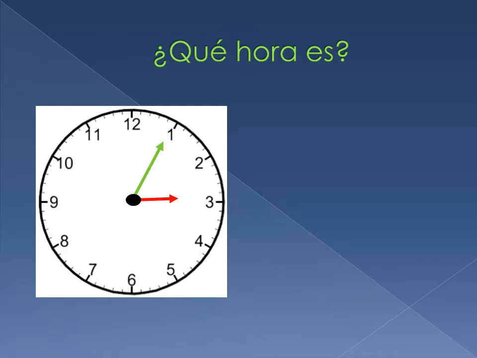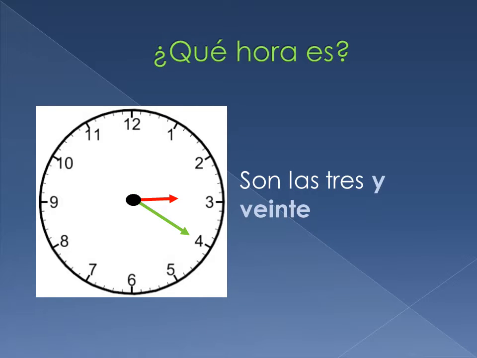Okay, and finally, the numbers in between. So how would you say 5 past 3? Well, similar to quarter past, you have to say it's 3 o'clock and 5. Son las 3 y 5. And this works all the way from 1 minute past until 29 minutes past. So we have son las 3 y 20, 20 past 3. Son las 3 y 29, it's 29 minutes past 3.